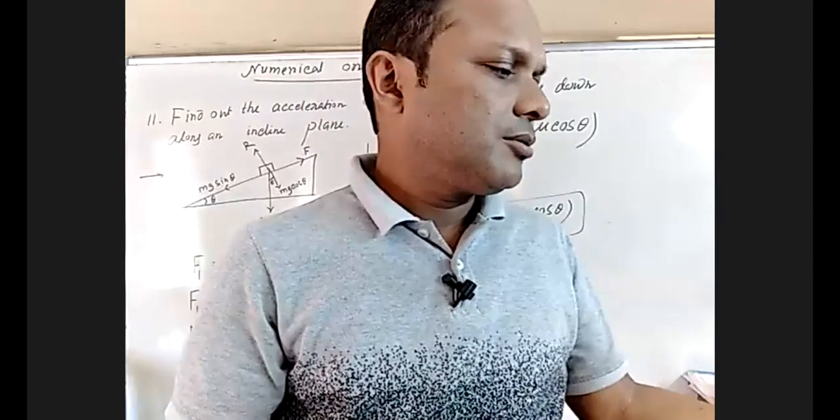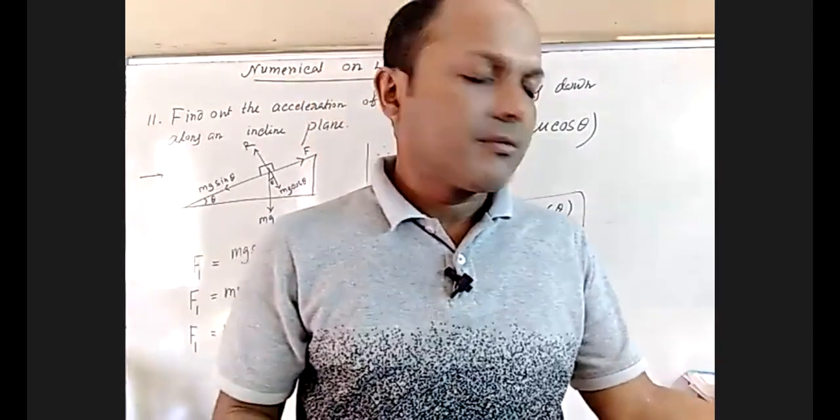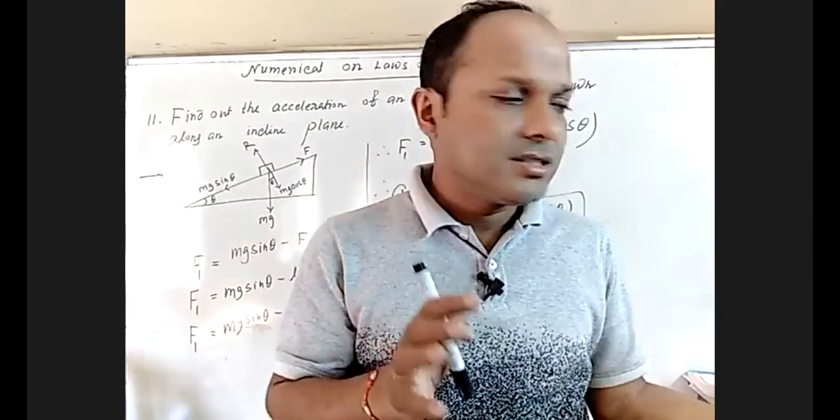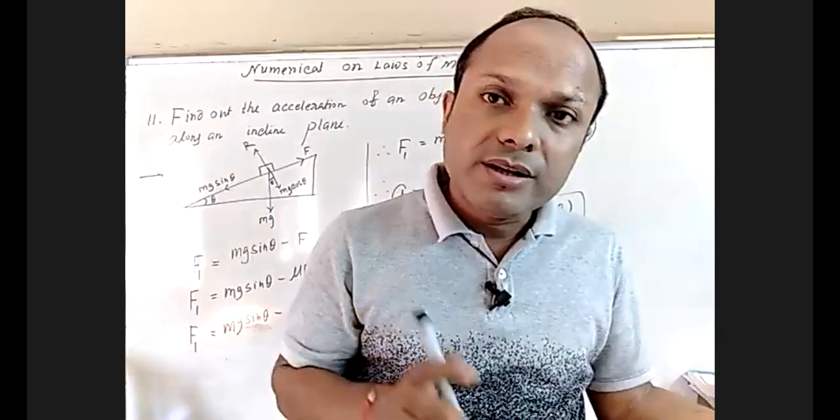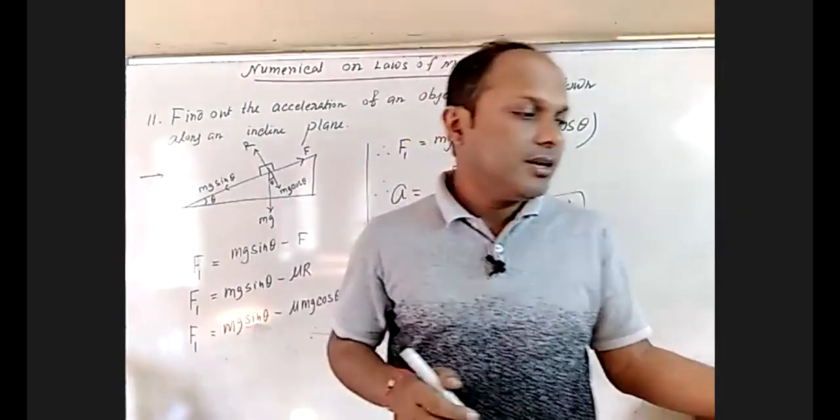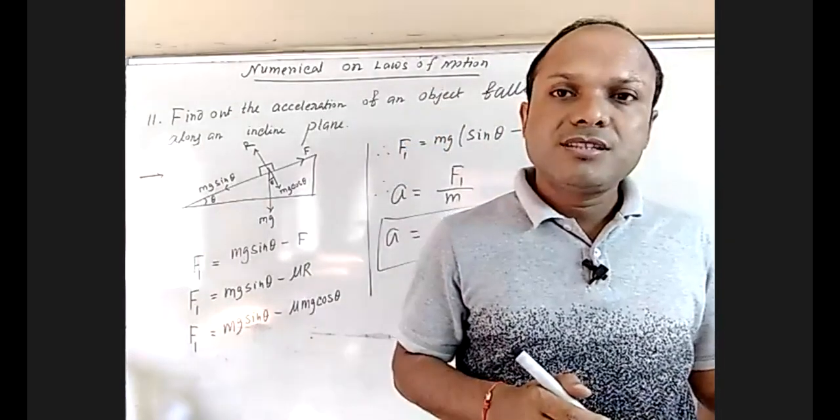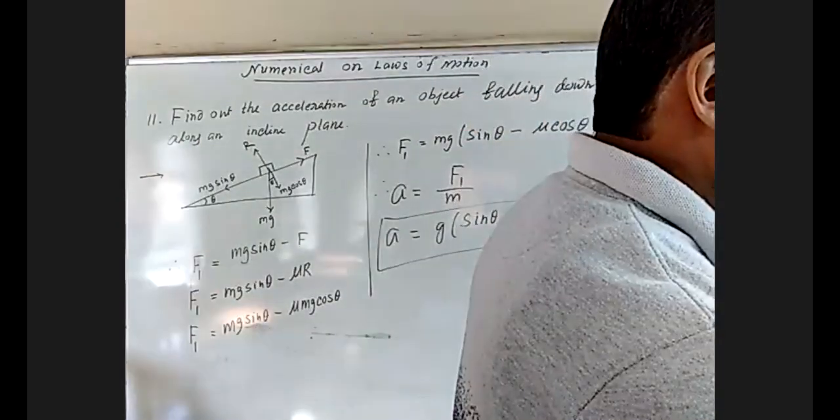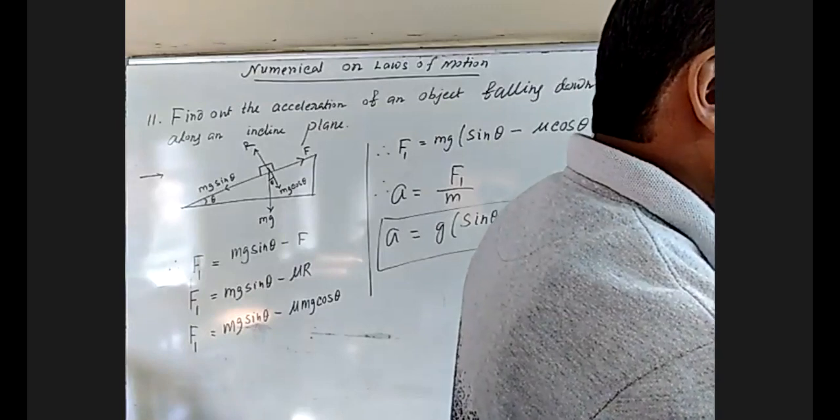Whenever you are doing a numerical, just try to memorize what different quantities are given. Sometimes it may happen that a lot of quantities are given, but you are not sure which formula you have to choose. Now we have discussed the object falling down along an inclined plane.